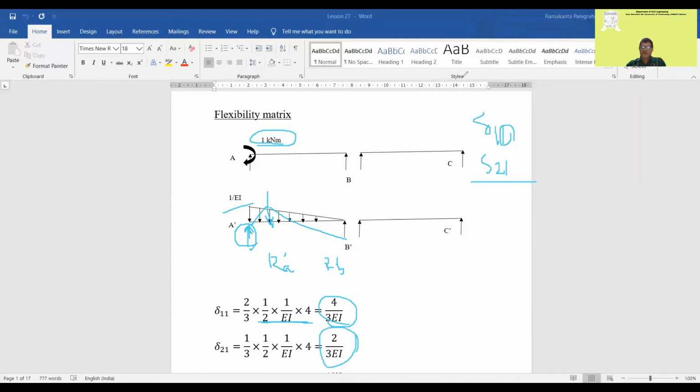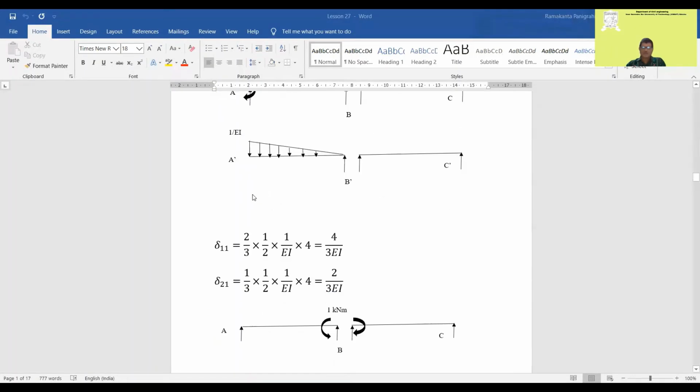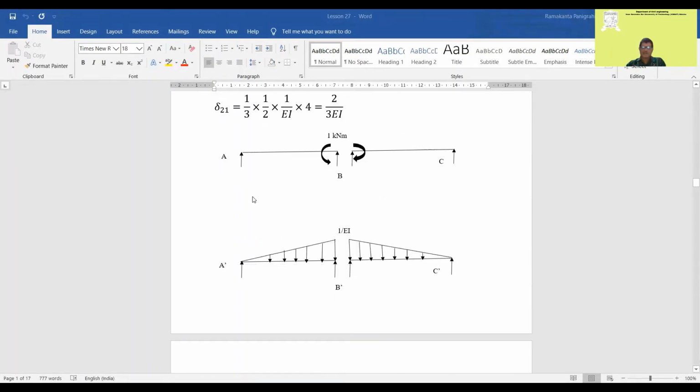Now, similarly, we'll find the values of delta 2,2 and delta 1,2. Now come to the second. Now this is the released structure. In the released structure, you apply the unit moments in the coordinate direction. You have taken the coordinate direction as clockwise positive here. If you apply the unit moment here, the bending moment is 1 here, 0 here, 1 in this span, 0 here. So there will be 1 by EI, 1 by EI.